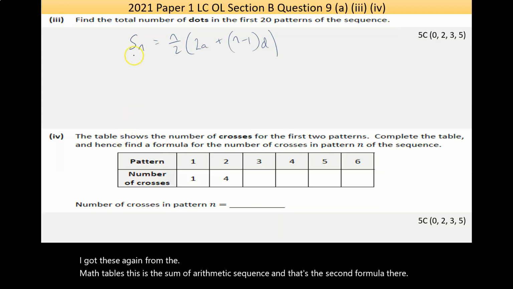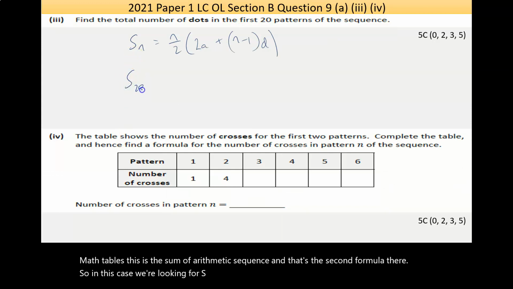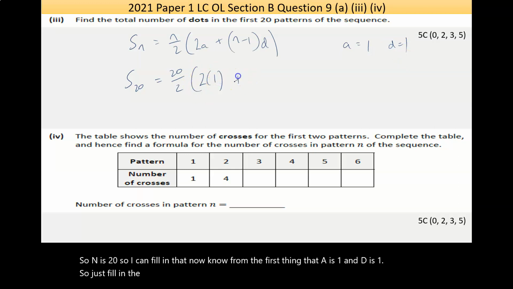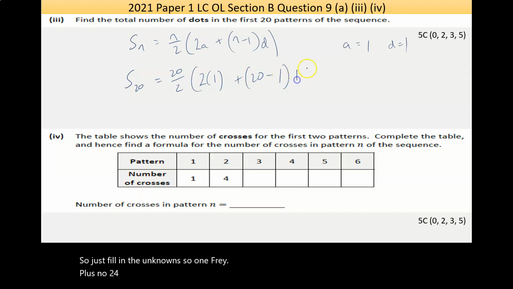So in this case, we're looking for S20, the sum of the 20 terms added together. So n is 20, so you can fill in that. Now we know from the first part that a is 1 and d is 1. So just fill in the unknowns. So 1 for a, plus now 20 for n, and then 1 for the d. That can go to the calculator, or do it by hand.